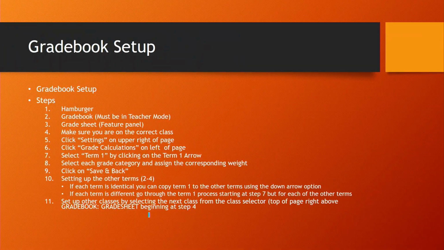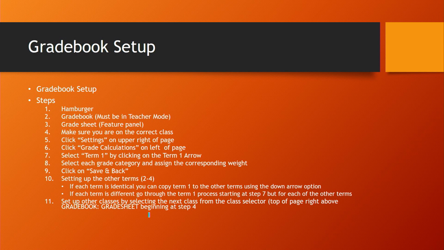These are the steps that we will follow. Now I'm assuming that you've already gone through your a video and are familiar with how to sign in to the system and get to the dashboard, because that's going to be our starting point. So from the dashboard, I'll click on the hamburger, click on Gradebook, and I must be in teacher mode. I'm going to click on Grade Sheet, that's on the feature panel. Then I need to ensure that I'm on the right class, because I will be working on a class at a time.